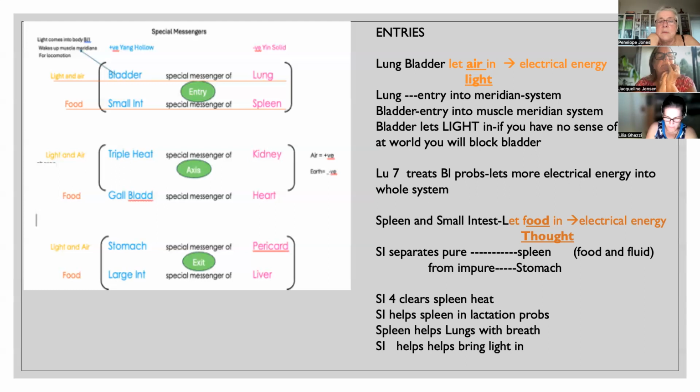Small intestine helps bring light in as well. I have no idea how it does that, but that was something that was in his notes. So any questions from that?